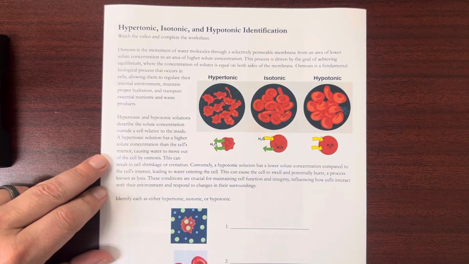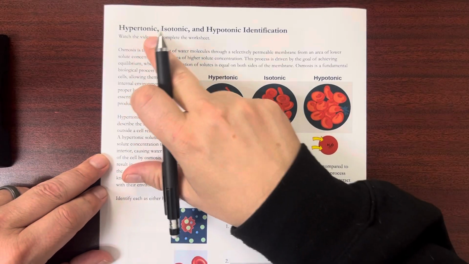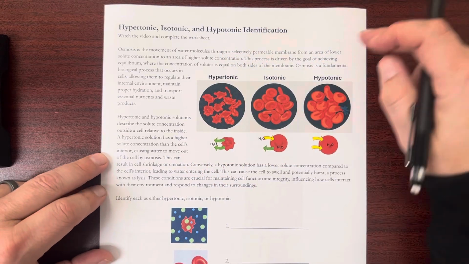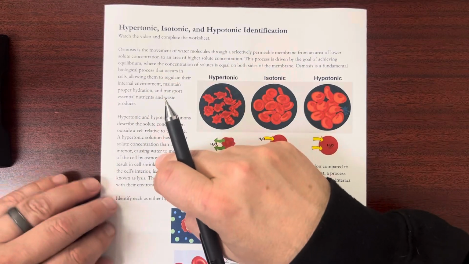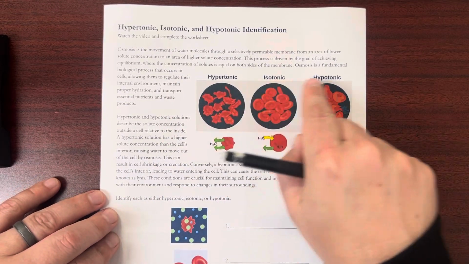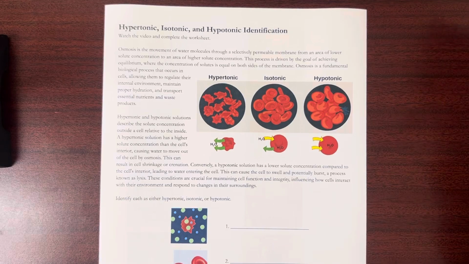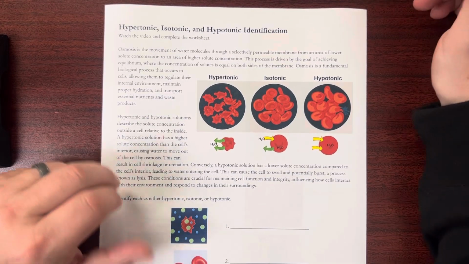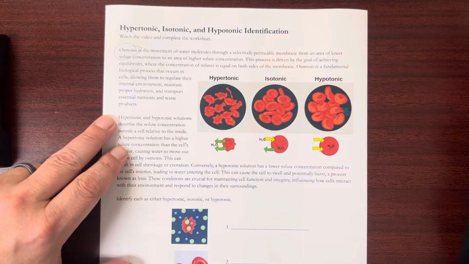Hello, today we're going over hypertonic, isotonic, and hypotonic identification. It talks about those three here in the paragraphs, and then we have a real nice image here of the three different types. What we're looking at has to do with osmosis.